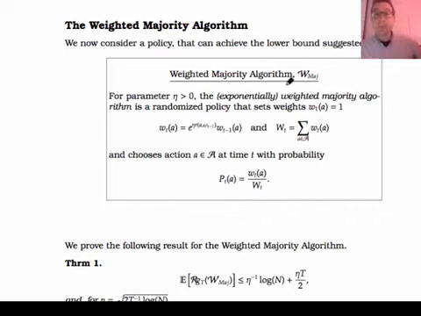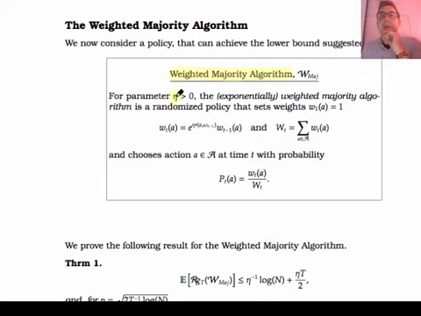So what we're going to do is consider a policy that can achieve the lower bound that we discussed previously, this square root of t lower bound. This algorithm is sometimes called the weighted majority algorithm, and it's a parameterized policy.